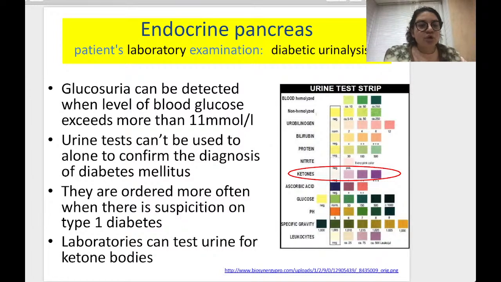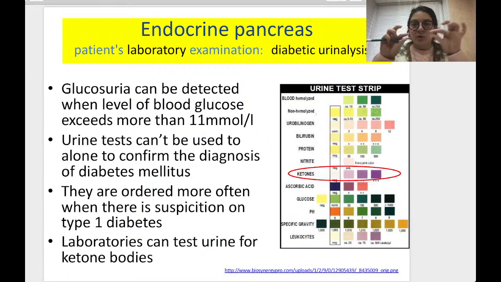The urine test can't be used alone to confirm the diagnosis of diabetes mellitus. It is ordered more often when there is suspicion of type 1 diabetes mellitus because of its high specificity for ketoacidosis. Yes, it is very informative to check for ketoacidosis. And here you see testing by a strip. People with diabetes don't even need a laboratory to confirm the presence of ketone bodies or ketones in the urine. They have ketone strips, or urine test strips.